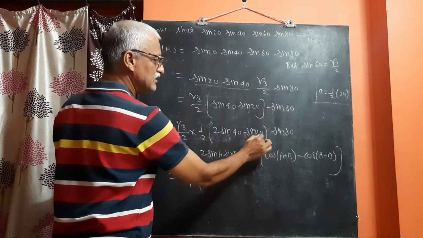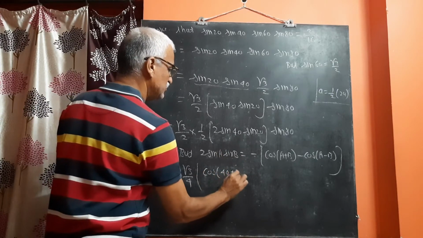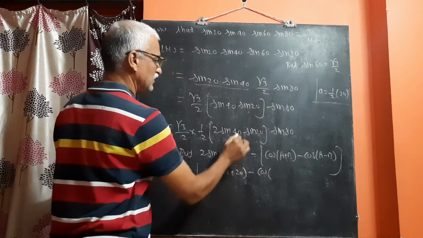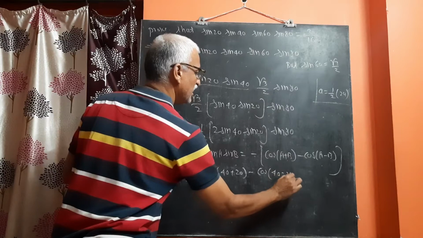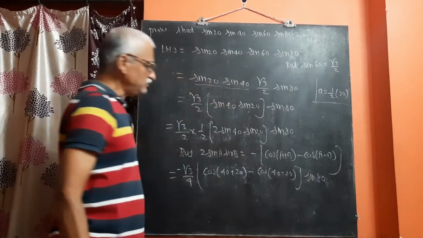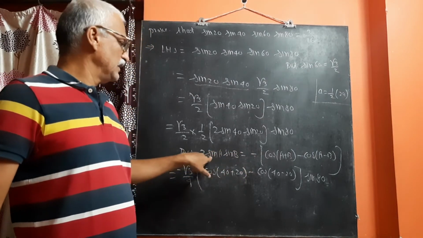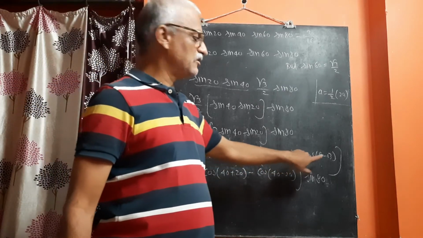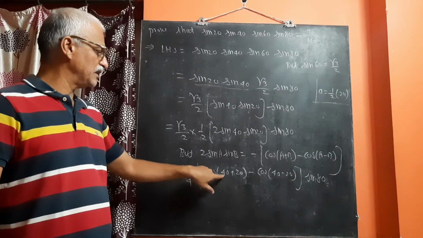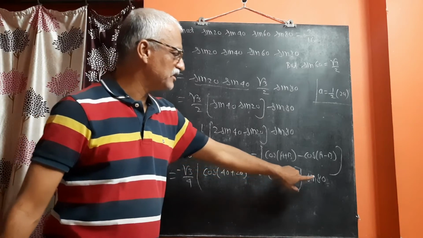A is 40, B is 20. So it is cos of 40 plus 20 minus cos of 40 minus 20, bracket close, into sin 80. See here, the formula of 2 sin A sin B is equal to minus of cos of A plus B minus cos of A minus B. So that means here minus root 3 by 4 into cos A plus B minus cos A minus B, that means 40 minus 20, into sin 80.